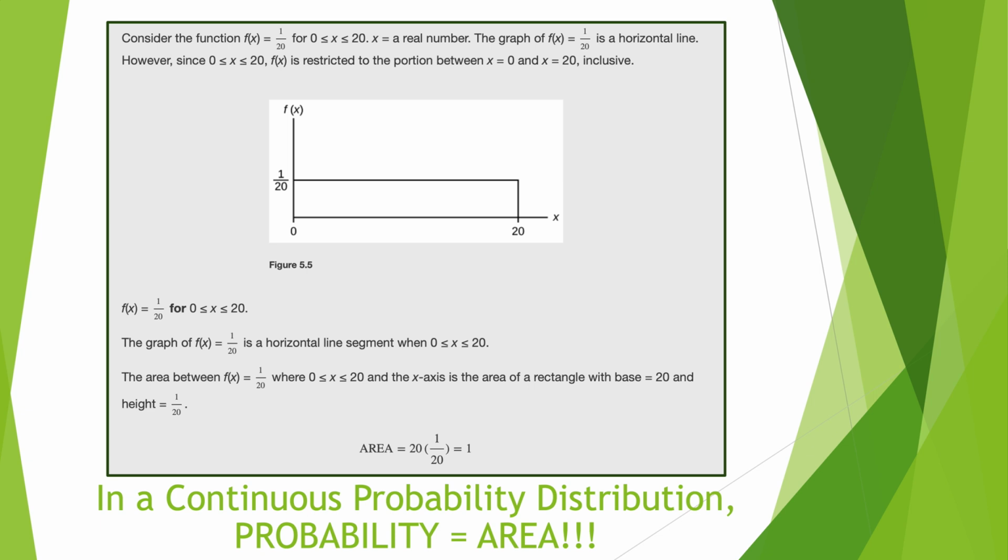Now we're going to start talking about a continuous probability distribution, which is what it says at the bottom of the page. And the big key understanding here is that you can find any probabilities in this region by finding the area of the region. Well, why is that?